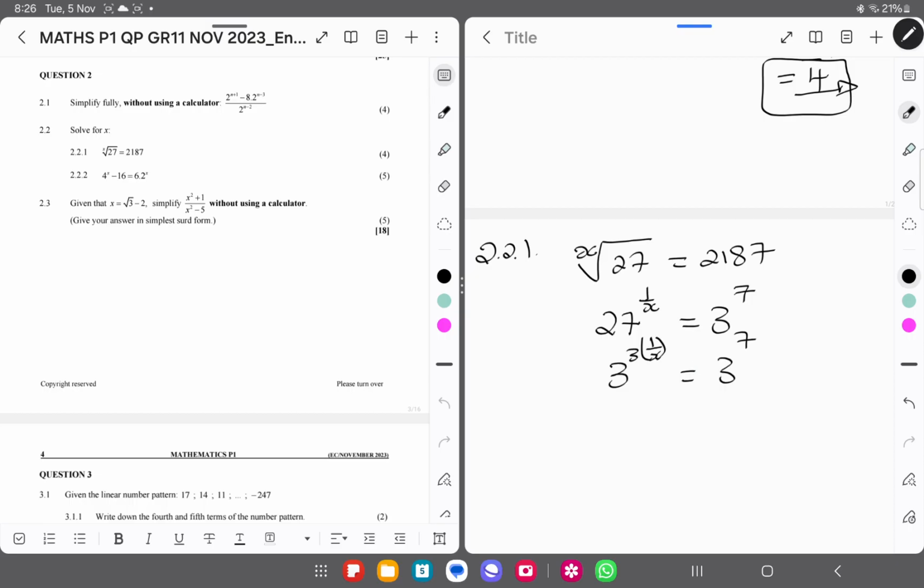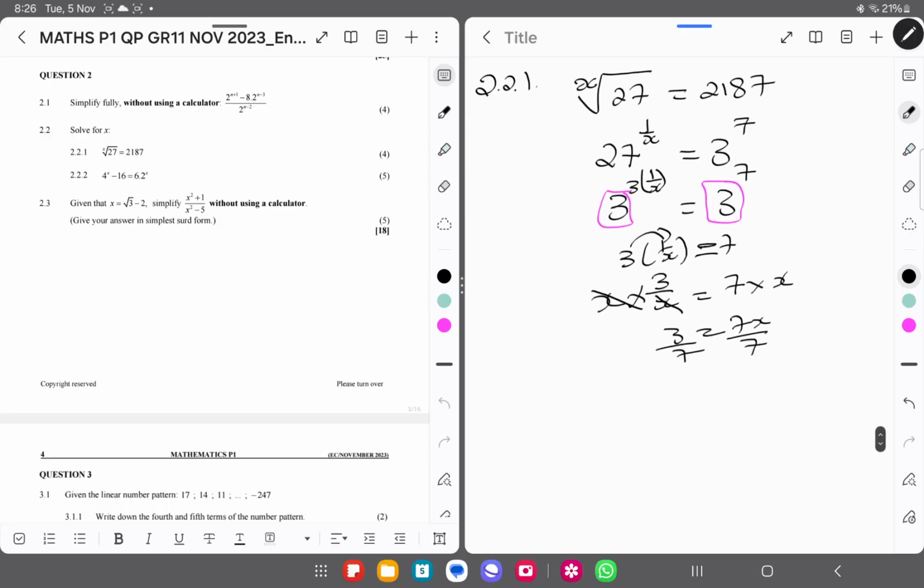Now, the bases are the same. This base equals this base, so I can equate the exponents. This is 3 times 1 over x equals 7. This is 3 over x, because I multiply by x, equals 7 times x. This will cancel. 3 equals 7x, divided by 7 on both sides. Therefore, x is 3 over 7. You are done. Go to 2.2.2.